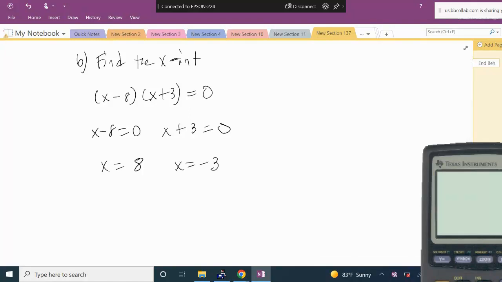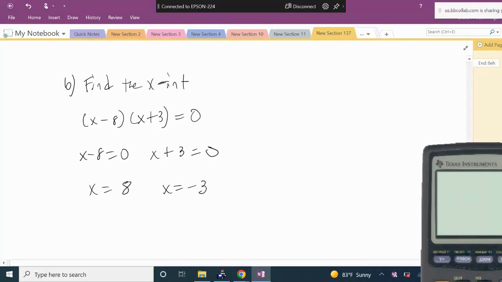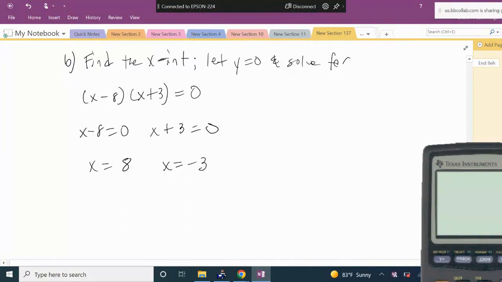We must answer these as ordered pairs. So remember, when you find the X-intercept, you let Y equal to 0 and solve for X. All right, so for each one of these ordered pair points, I'm simply going to let Y equal to 0. So for the X-intercept X equal to 8, that's actually the point 8, comma 0. And for X equal to negative 3, that's actually the point negative 3, comma 0.